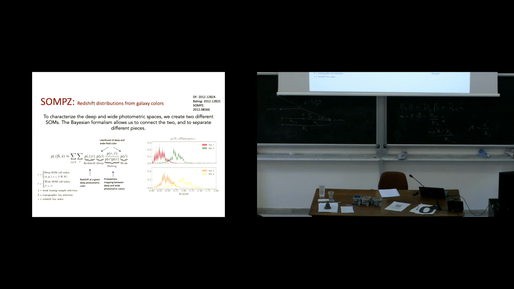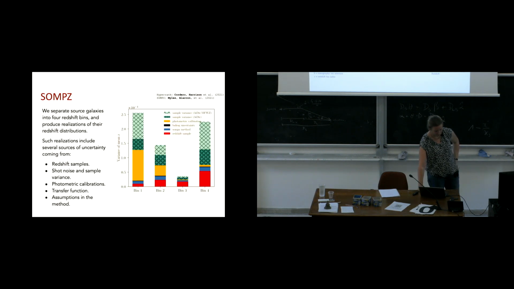As a result of that, we then get an estimate of the redshift distributions for these tomographic bins, where these violin plots show the uncertainty at different parts of the distribution. Of course, there's still a lot of uncertainties in this process.